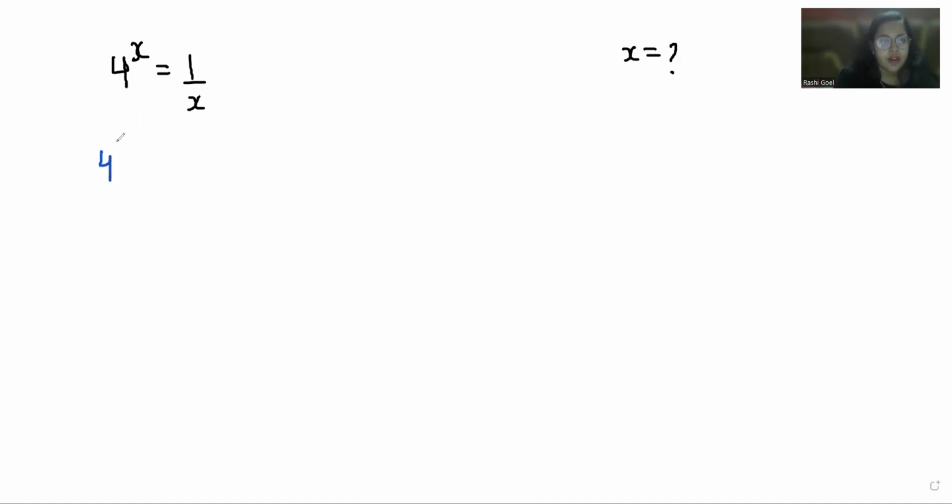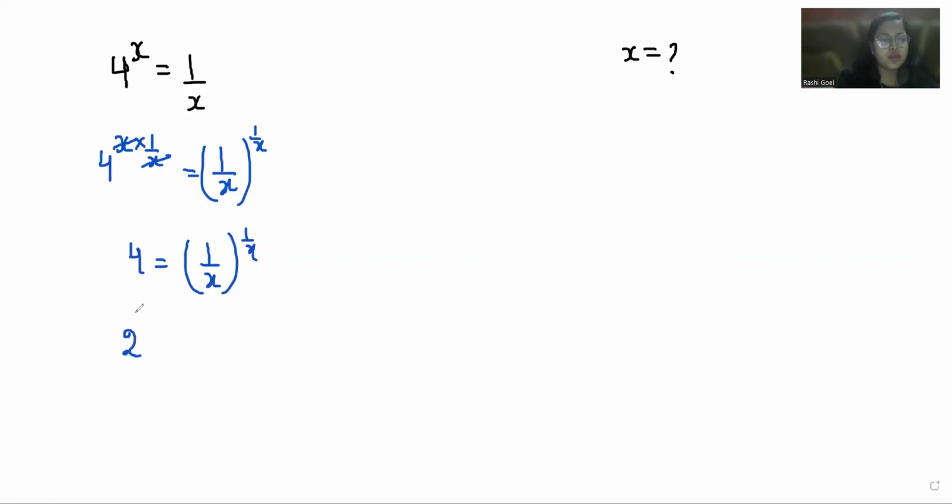So 4 power x, I'm going to raise both sides to the power 1 by x. So here we can cancel out. So 4 is equal to (1 by x) power 1 by x. Now 4 we can write as 2 square. So 2 square is equal to (1 by x) power 1 by x.